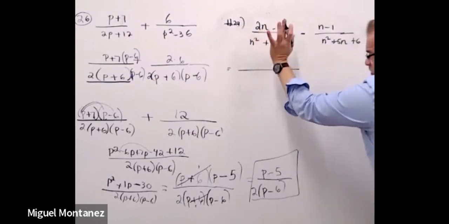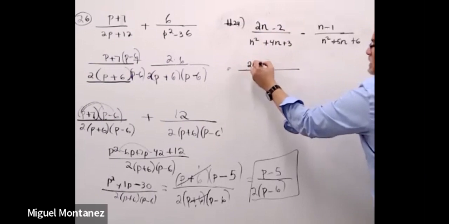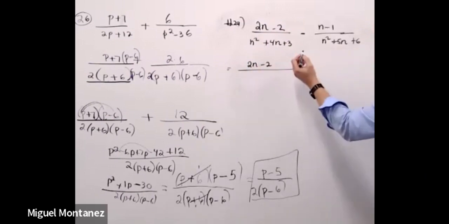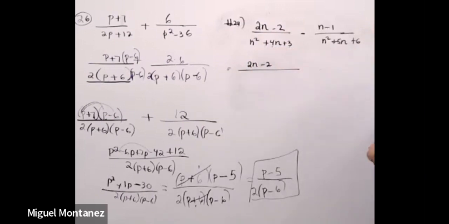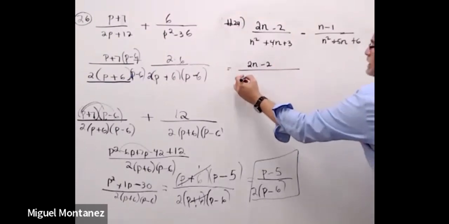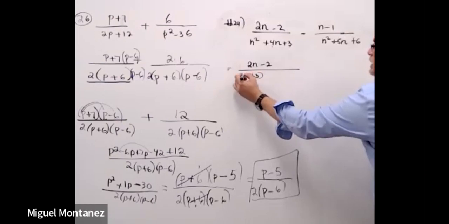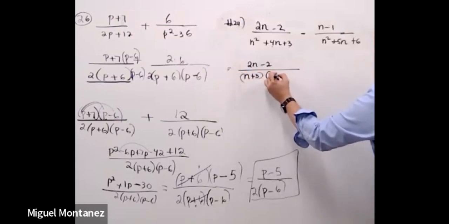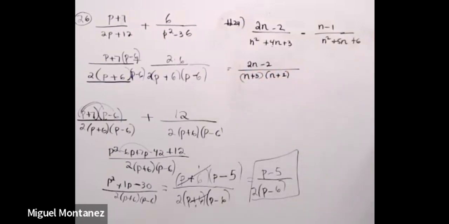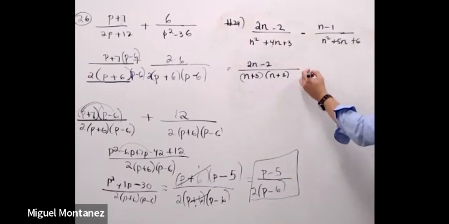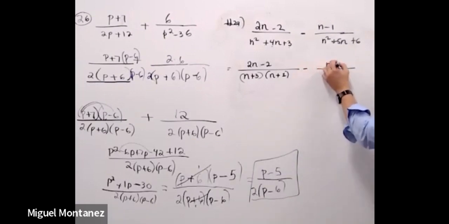I'm not going to factor this one yet, so let's just leave it as n minus 2 for now. Factors of positive 3 that give me positive 4: there are not that many combos, simply 3 times 1 and 3 plus 1, right? So n plus 3 times n plus 1, okay, minus 1.